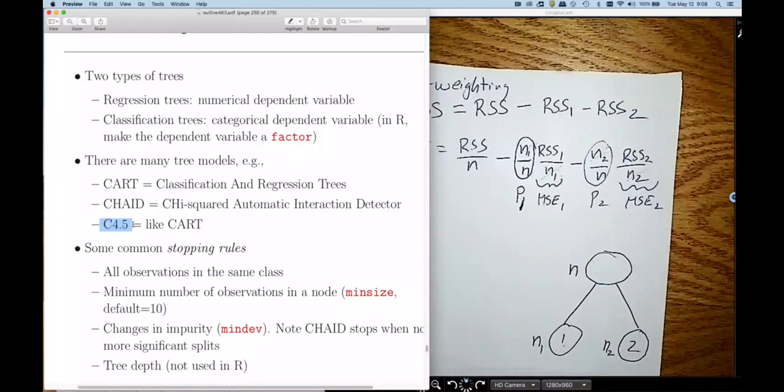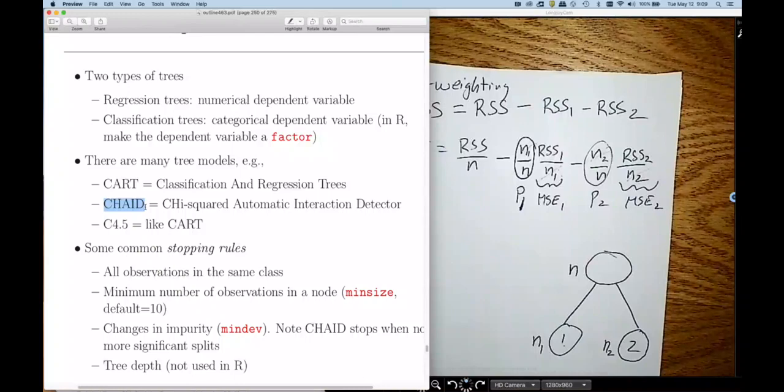C4.5 is a method very much like CART, but there's a famous book that was written by the person who created C4.5 that describes a lot of the computational issues. So if you're interested in those computational issues in estimating trees, go search that book. Another method that you should have heard of is called CHAID. So CHAID is called the chi-square automatic interaction detector.